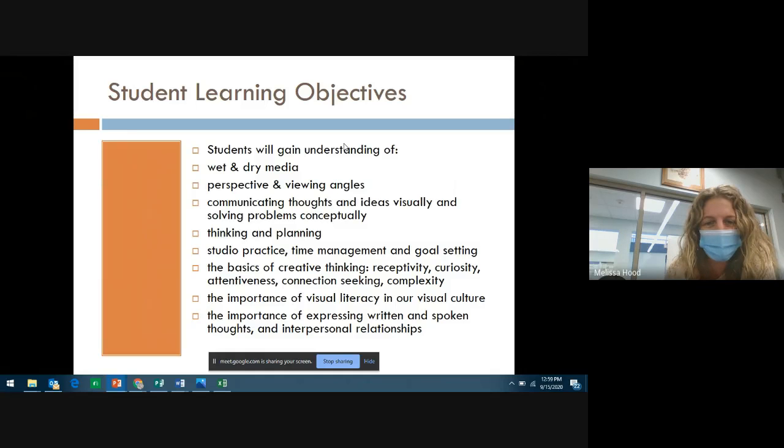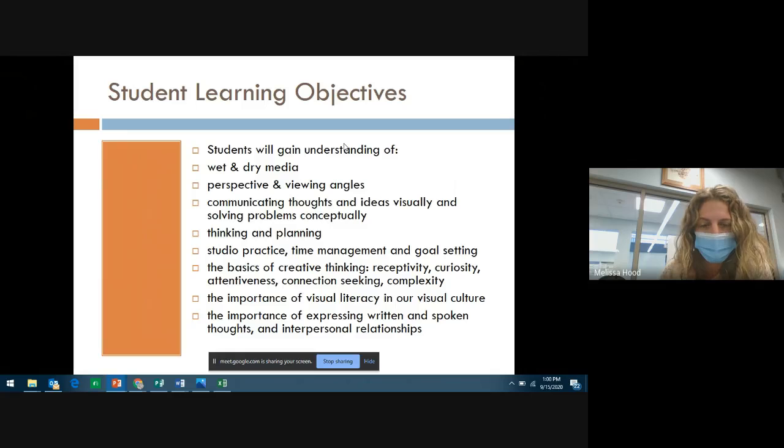Students need to think a lot about their studio practice, which is their time spent in the studio, meaning with me, our art making time, how we perceive the assignment, how we set our goals for the assignment, plan what we're going to do, and then how we make the plan into a finished product.